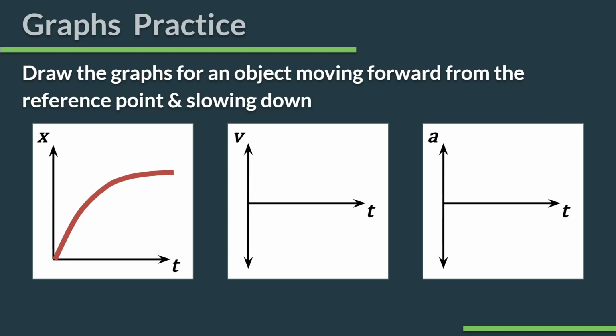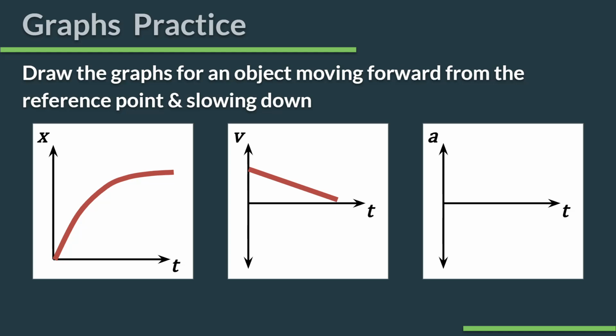On my VT graph, again, forward motion means I'm in the positive region above the x-axis. And slowing down means that I need to go towards 0. It needs to approach 0. Because if you get to 0, you have stopped. So this graph shows something that's moving forward and slowing down. I can't tell where it started. So that phrase from the reference point doesn't show up in my VT graph at all. It only shows up in my XT.